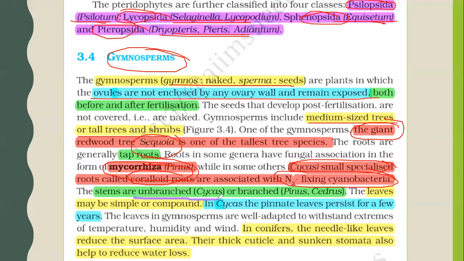The stems are unbranched in Cycas. The stems are branched in Pinus and Cedrus. In Cycas, the pinnate leaves persist for a few years. In conifers, the needle-like leaves reduce the surface area. Their thick cuticle and sunken stomata help to reduce the loss of water by transpiration. Is that clear?